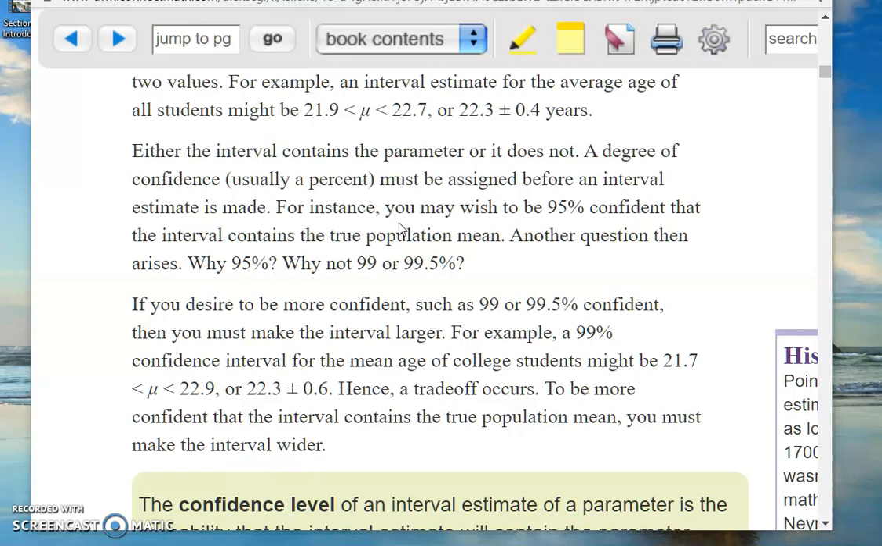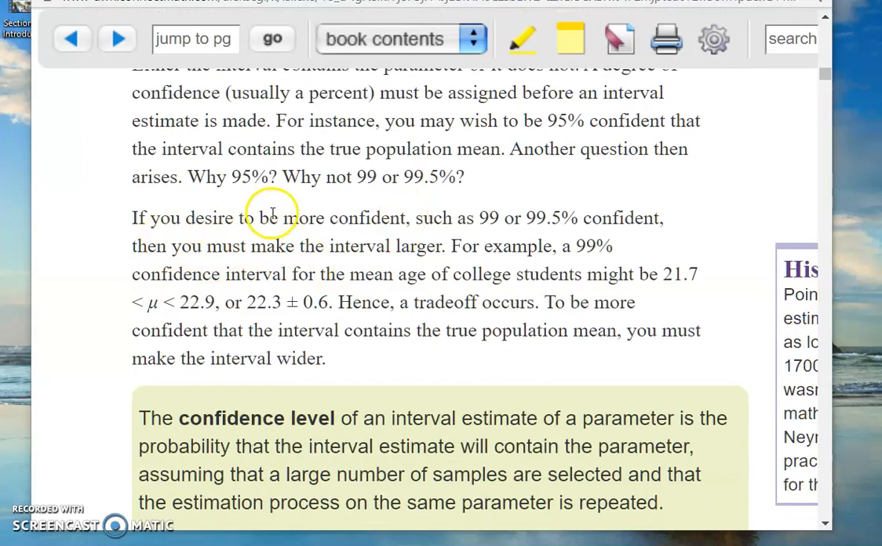Now there are trade-offs. If you're more confident, then there are some trade-offs for that. We'll see that here in a little bit. Okay, well, actually, it's right here. If you want to be more confident, okay, so let's say 95% is not good enough. You want to be 99% confident. Well, then the interval is going to be larger. It's going to be a bigger interval. So that's the trade-off. Sometimes if you make the interval too large, it becomes almost pointless, right?